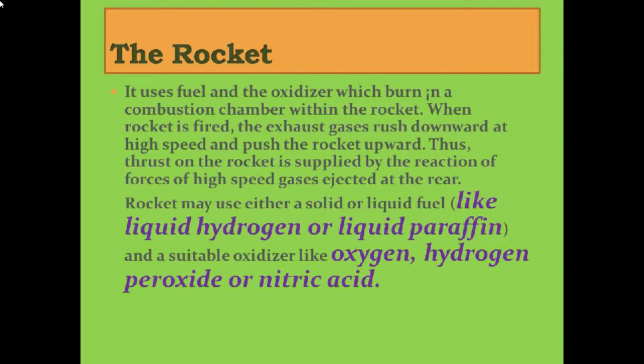A rocket may use either solid or liquid fuel. The fuel can be in solid form as well as liquid form, like liquid hydrogen or liquid paraffin, along with suitable oxidizers. The oxidizers are oxygen, hydrogen peroxide or nitric acid. So the important thing is that the fuel can be solid or liquid, such as liquid hydrogen or liquid paraffin, and at the same time suitable oxidizers like oxygen, hydrogen peroxide or nitric acid can be used.